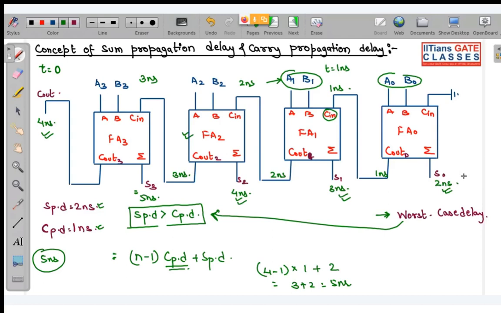Okay, is this clear? So note it down very quickly. Note it down quickly. Note this quickly. Now we have a very important concept, but before that we will solve one question.